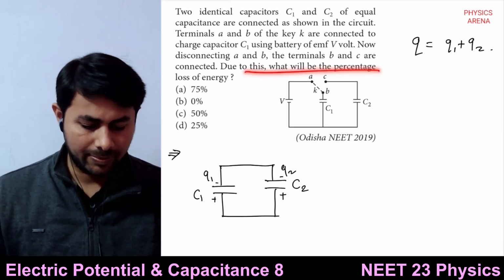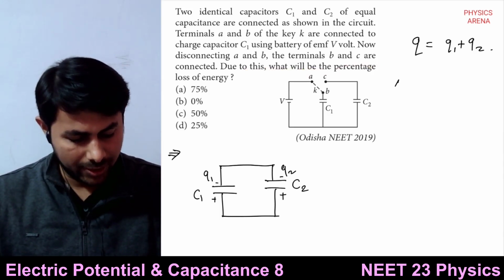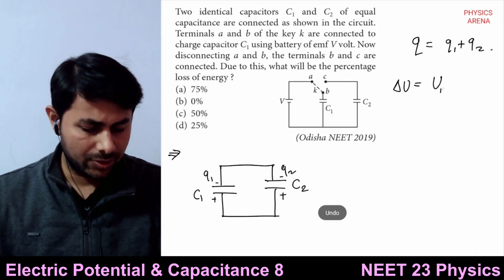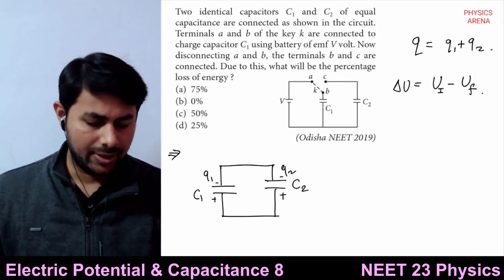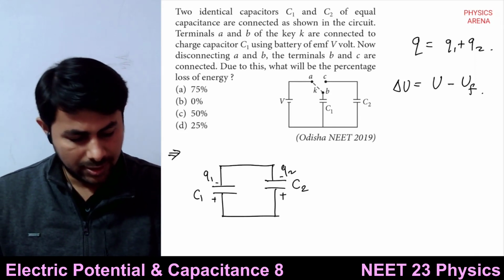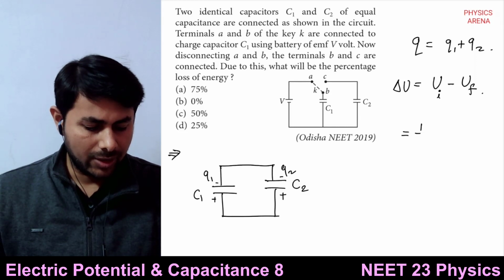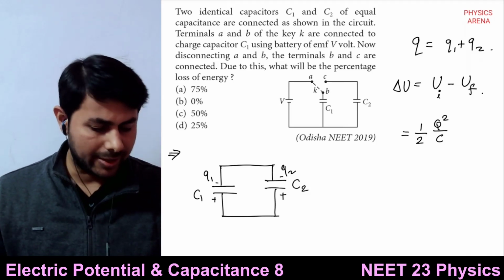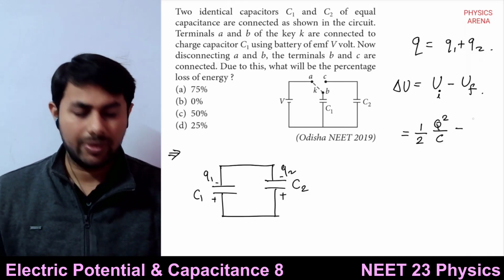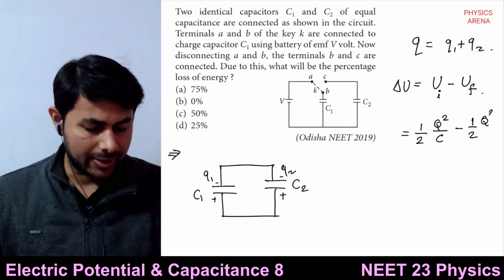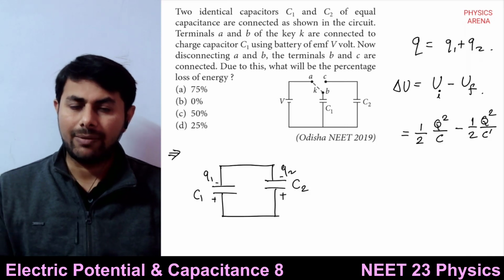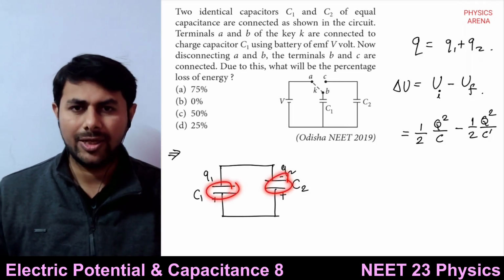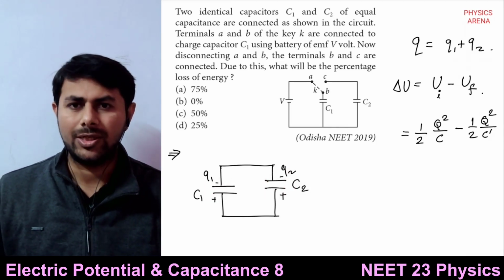We want to find out the percentage loss of energy. So the loss will be equal to initial energy minus final energy, Ui minus Uf. The initial energy will be equal to half of Q square by C, we know this formula, Q square divided by 2C, minus the final energy, which will be half of Q square divided by C dash. Only the capacitance is changing, right? Charge is not going anywhere. The charge on these two capacitors will remain the same, equal to Q1 plus Q2.